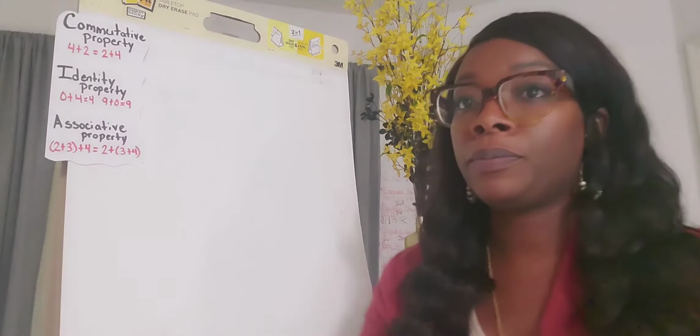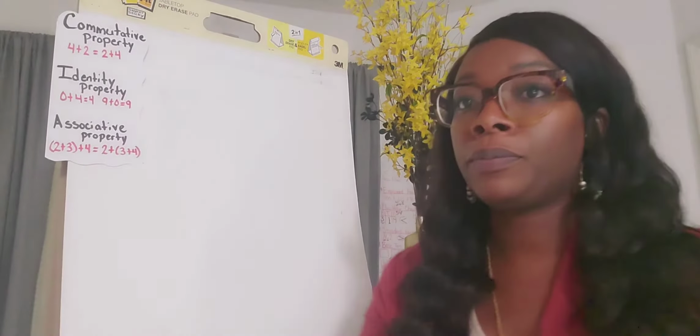Now, let's try to solve this using model form. So here we go. 68, 6 tens, 8 ones. 1, 2, 3, 4, 5, 6. 1, 2, 3, 4, 5, 6, 7, 8. Plus 37. Let's change that to model form. 3 tens, 7 ones. 1, 2, 3 tens. 1, 2, 3, 4, 5, 6, 7 ones.